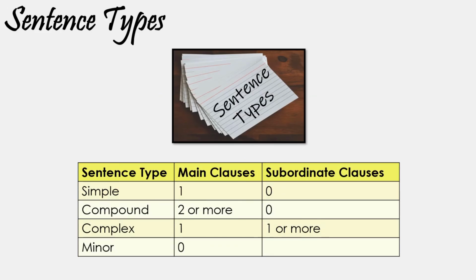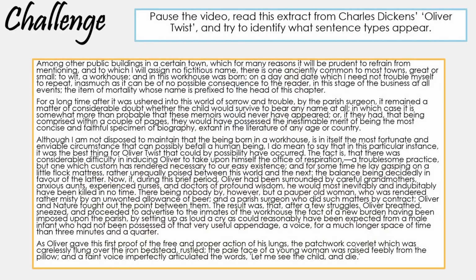And we can summarise all of this into 1 little table. It might be worth adding this to one of your revision cards, and you can use it as a rough guide to working out sentence types. And if you want to challenge yourself, pause the video, read through this extract from Oliver Twist, and see if you can use the rules learned in this video to identify what each sentence type is.